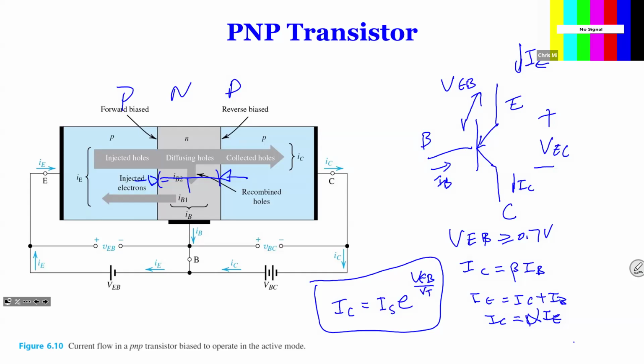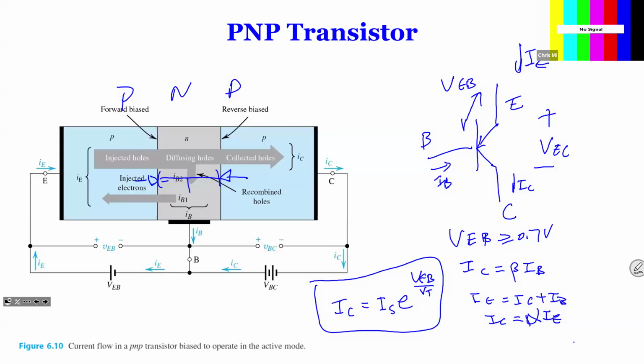So now, of course, whether it's PNP or NPN, when VEB is given, you see this is a constant. VT is 25 millivolts. So if VEB is 0.7 and this is 25, this gives you a certain number. And when you have a different device material, IS is different and IC can be different.